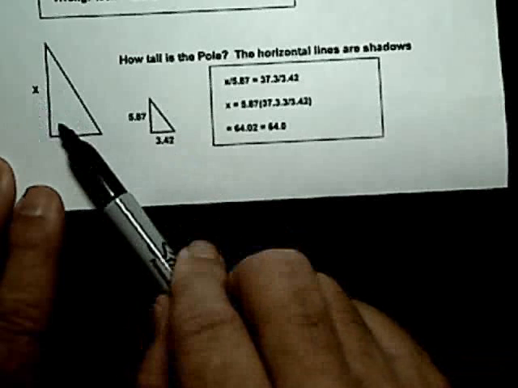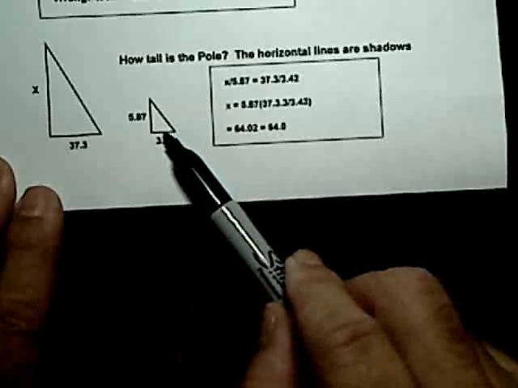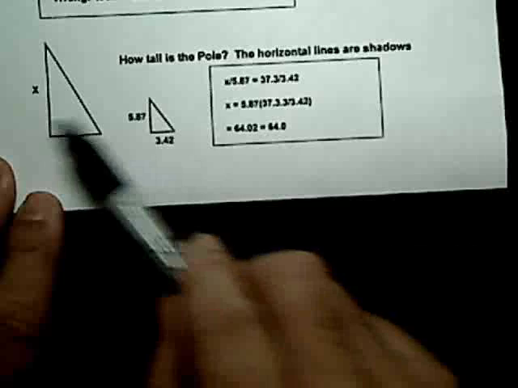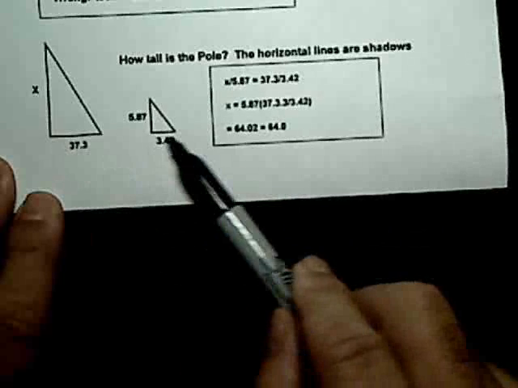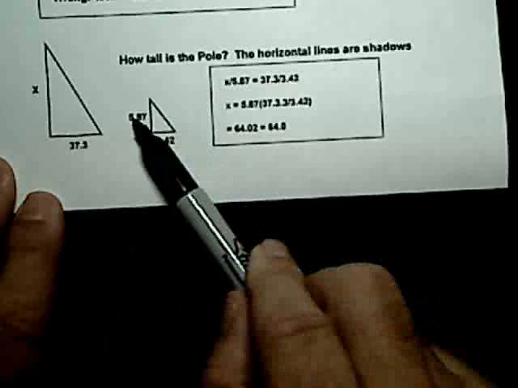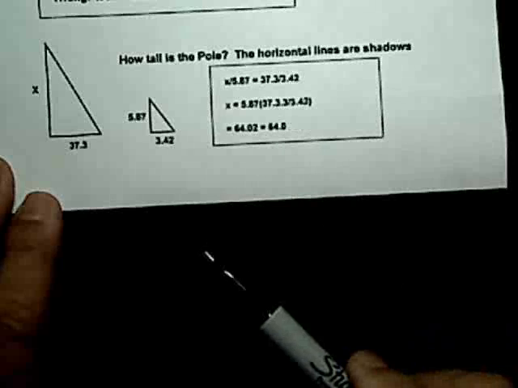Two similar triangles, because this is a shadow, so these angles will be the same. Pretty simple. x over 5.87 is equal to 37.3 over 3.42. Those are corresponding, right? This to this, this to this. Do the algebra, and you get 64 feet. So this is 64 feet tall.